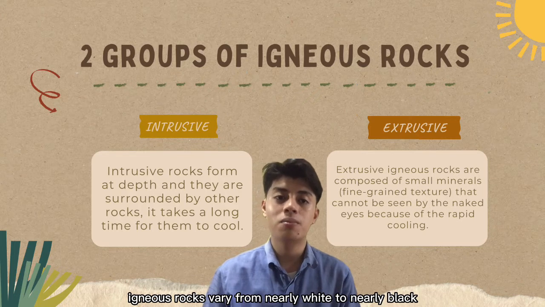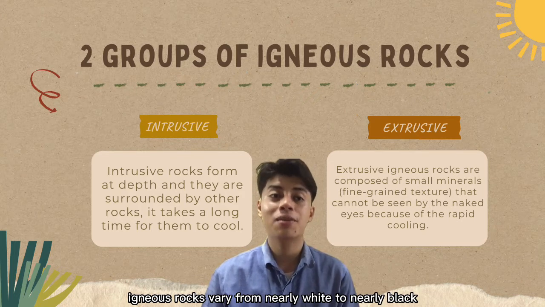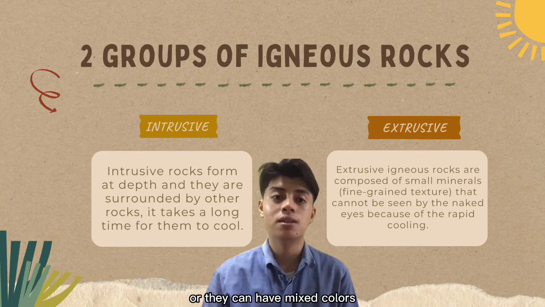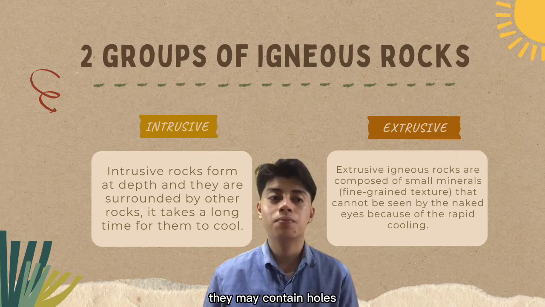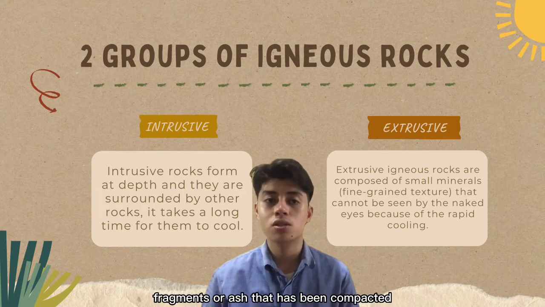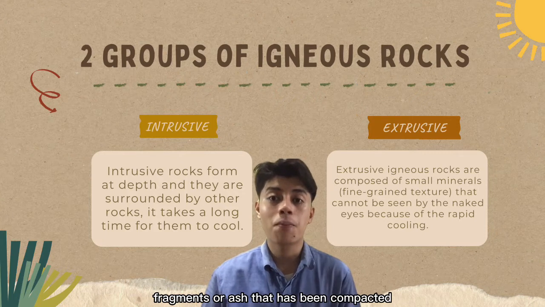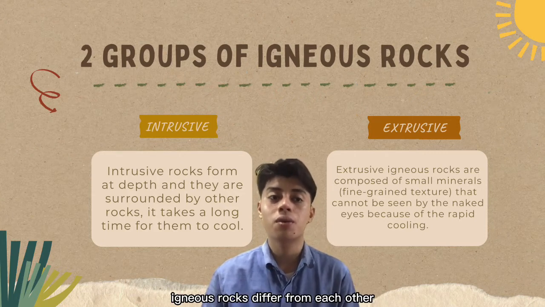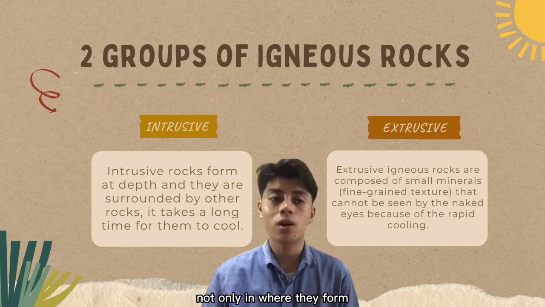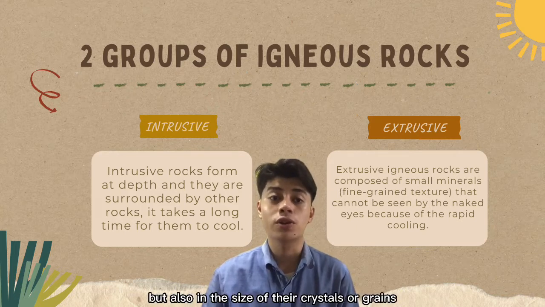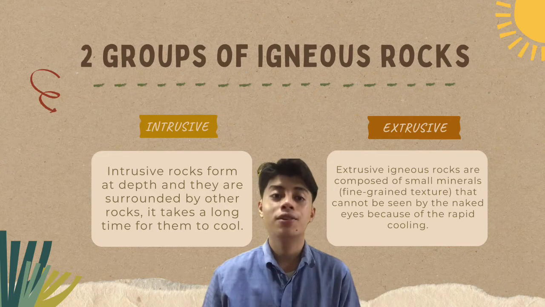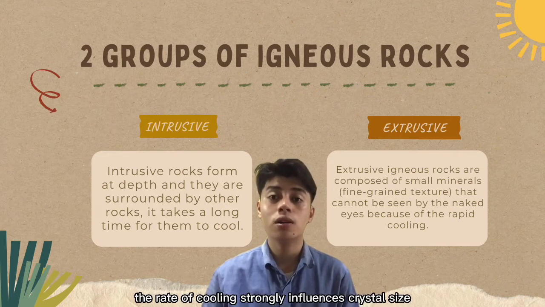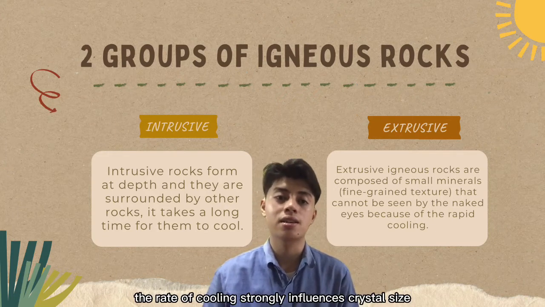Igneous rocks vary from nearly white to nearly black, or they can have mixed colors. They may contain holes, fragments, or ash that has been compacted. Intrusive and extrusive igneous rocks differ from each other not only in where they form but also in the size of their crystals or grains. The rate of cooling strongly influences crystal size.